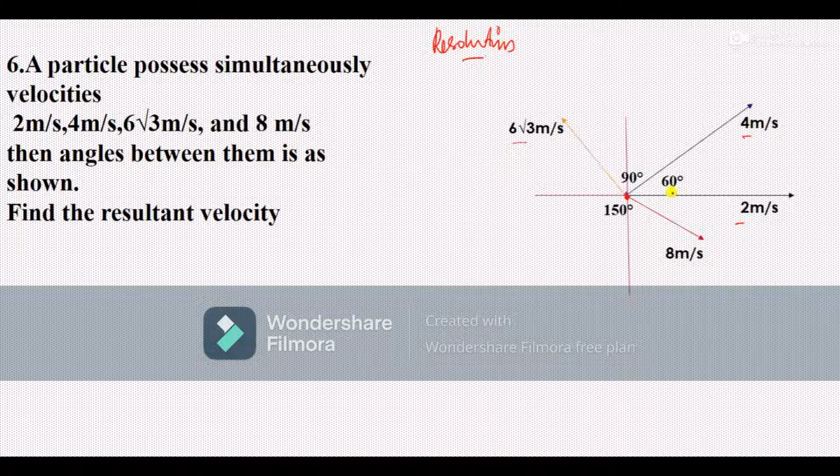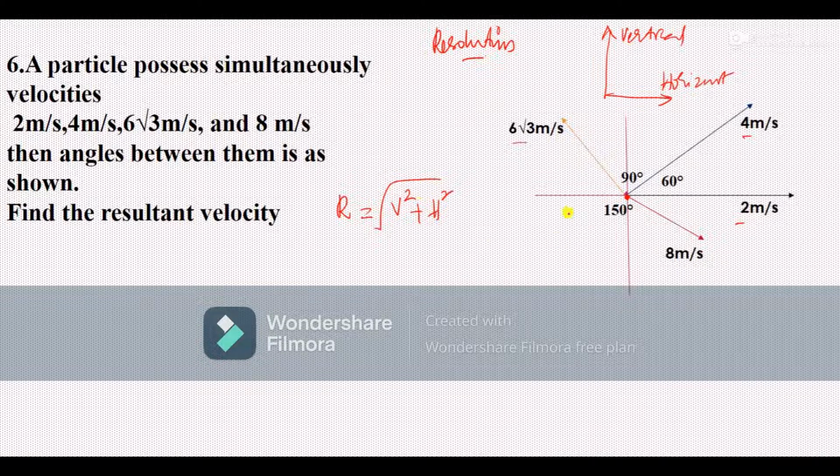For doing that, we use the principle of resolution of vectors, or components of vectors. That means each can be resolved into two parts, one in the vertical direction and the other in the horizontal direction. So the formula is R equal to root of v square plus h square, where v is the vertical component and h is the horizontal component. For each individual velocity, we calculate both the vertical and horizontal components, and we use this equation to solve for the resultant velocity.